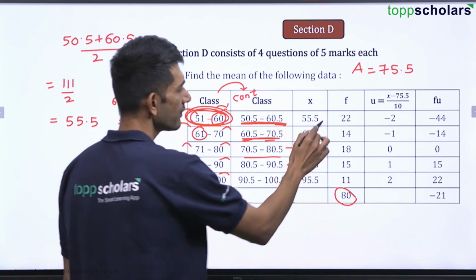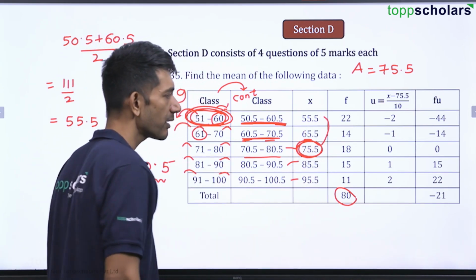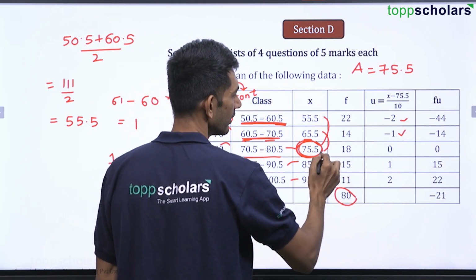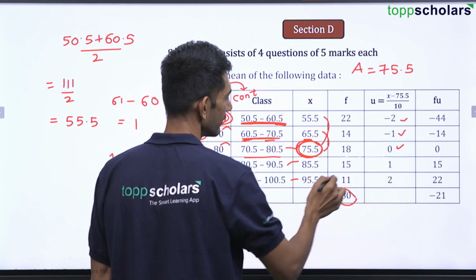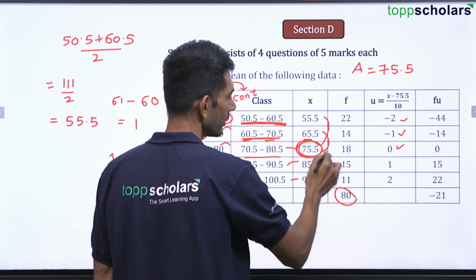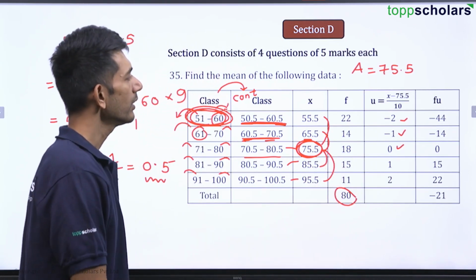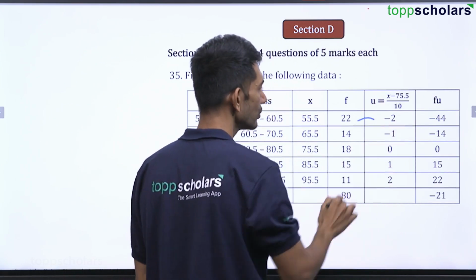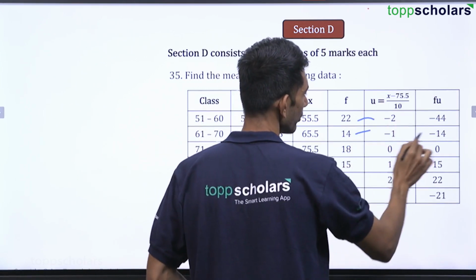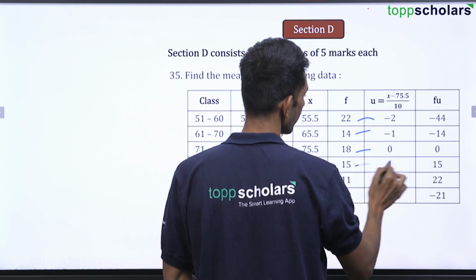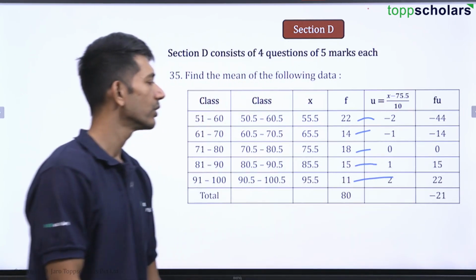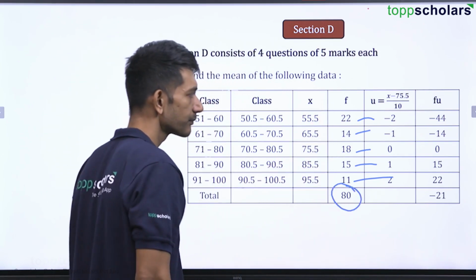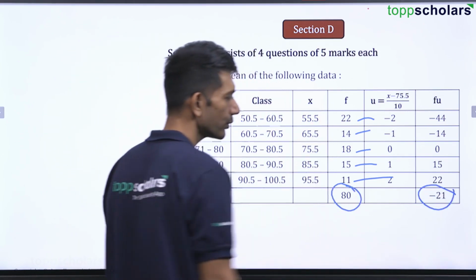So 55.5 minus 75.5 is minus 20, by 10 is minus 2. Minus 10 by 10 is minus 1. 0 by 10 is 0. 10 by 10 is 1. 20 by 10 is 2. Now take f into u. 22 into minus 2 is minus 44. 14 into minus 1 is minus 14. 18 into 0 is 0. 15 into 1 is 15. 11 into 2 is 22. Take the summation of f. Take the summation of f into u.